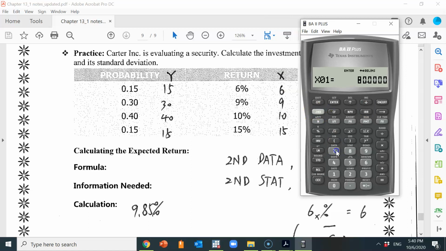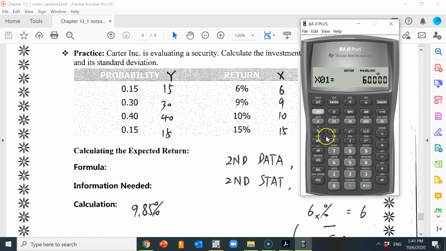I go to second data, X1 is 6, enter, Y1, 15, enter, X2, 9, enter, Y2, 30, enter, X3, 10, enter, Y3, 40, enter, X4, 15, enter, Y4, 15, enter. Okay, no other things.